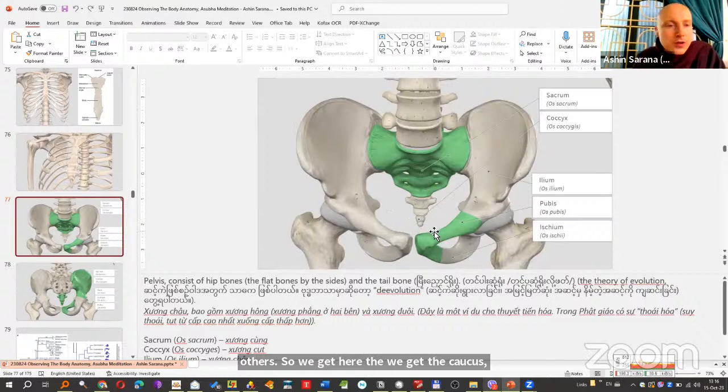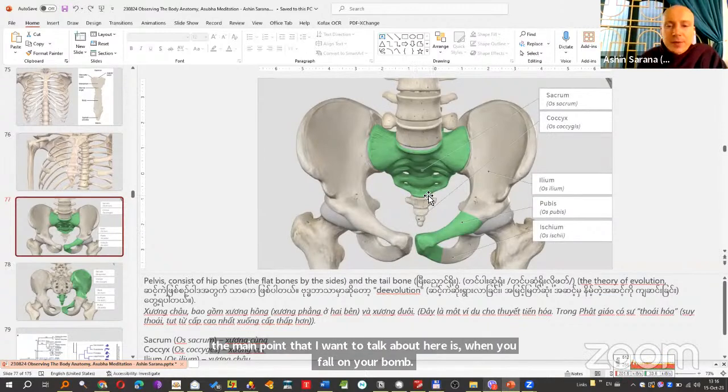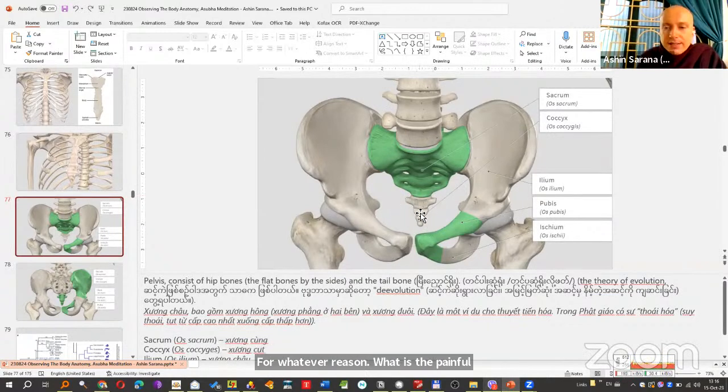When you fall on your bum, for whatever reason, the painful part is the so-called tailbone, or the so-called coccyx. Why is it there? Some people believe that we have the coccyx there simply because we evolved from the monkeys, and the coccyx is what remained. Well, I would say that maybe, but maybe not.